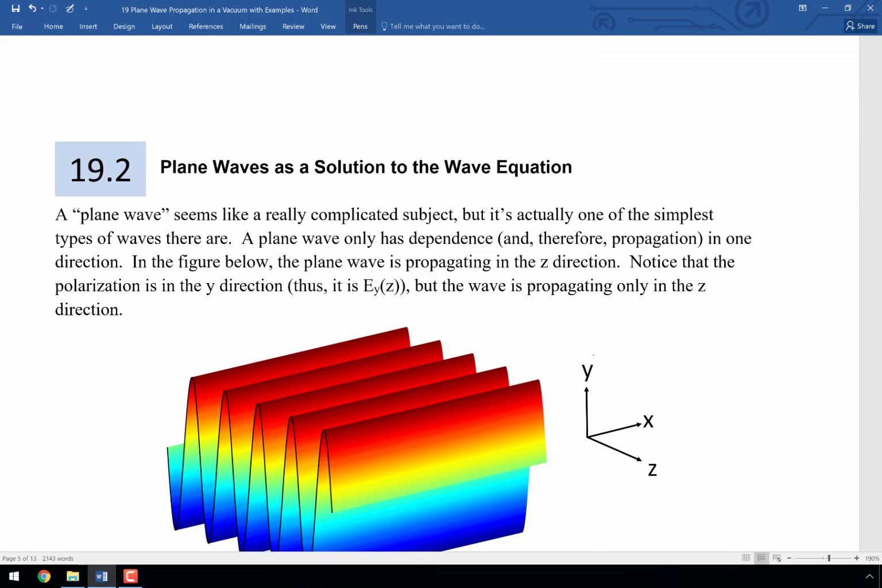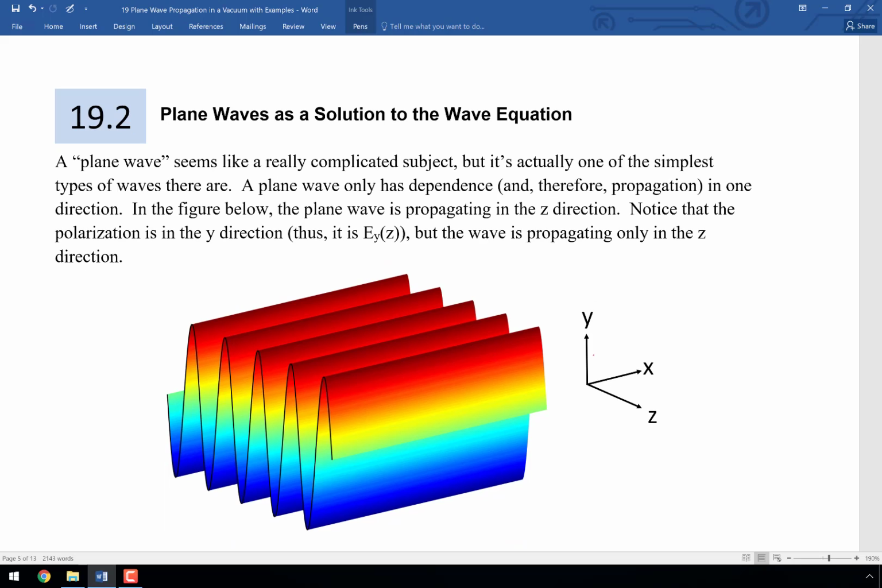The most useful solution is a plane wave. And plane waves were very confusing to me when I was a student. I remember being confused by them and not understanding what was important about them. I'm going to do my very best to try to make it easy for you to understand.